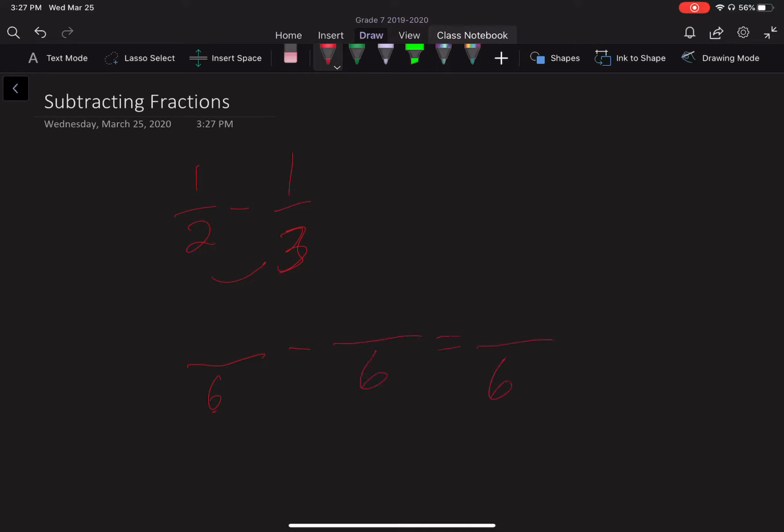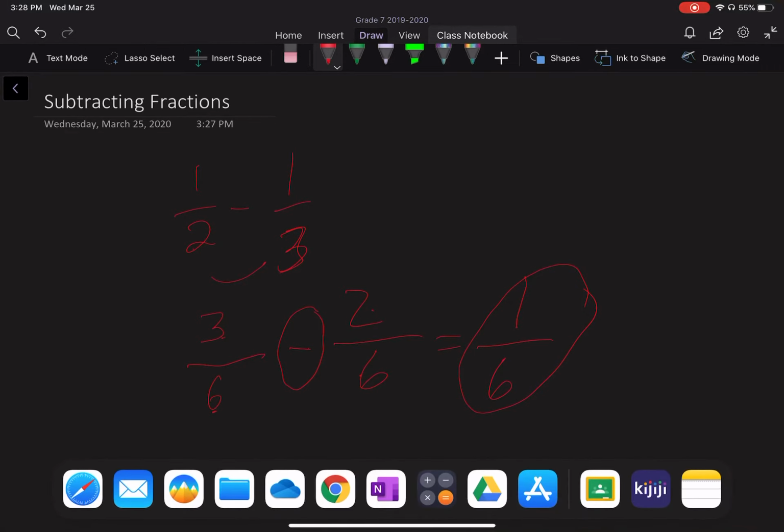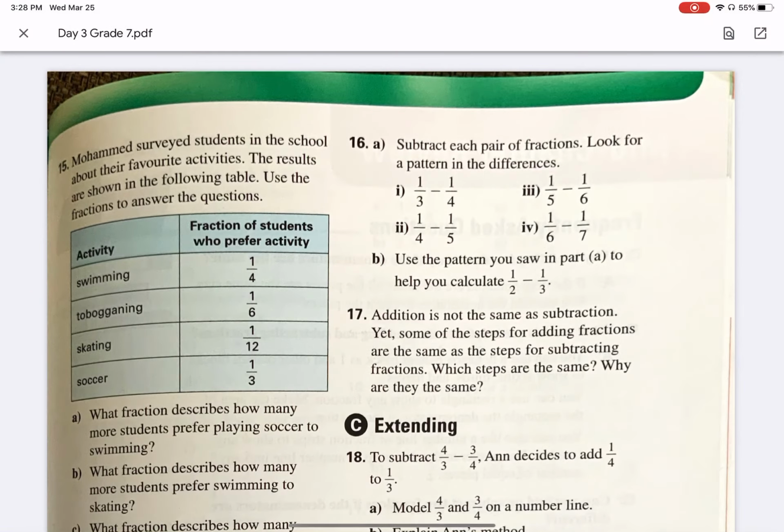6 divided by 2 is 3. 3 times 1 is 3. 6 divided by 3 is 2. And now I'm ready to do my subtraction. The only difference between subtraction and addition is that at the end, you actually do 3 minus 2 is 1. And your answer is 1 over 6. Okay, so it's pretty straightforward. It's exactly the same lesson like we had with the addition, except that this time it's subtraction.